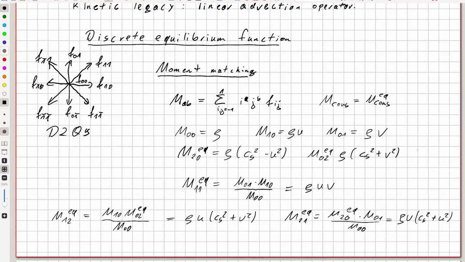Which one is missing? M22 is equal to M20 times M02 divided by M00, which is then equal to rho times cs squared plus u squared, times cs squared plus v squared.